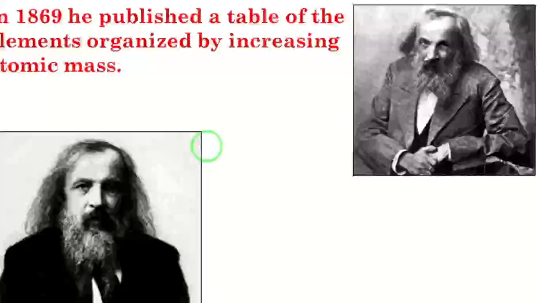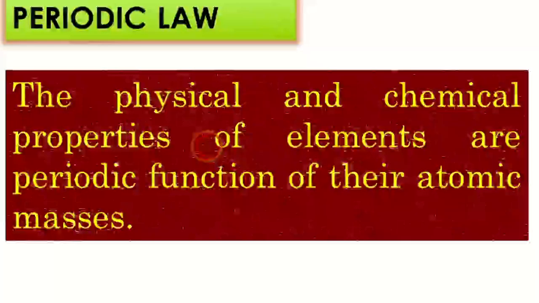Now, in 1869, Dmitry Mendeleev published the first periodic table. Mendeleev is commonly known as the father of the periodic table, because he was the first person to publish it. His periodic table was based on Mendeleev's periodic law. Now, what's the periodic law? It says that the physical and chemical properties of elements are a periodic function of the atomic masses.